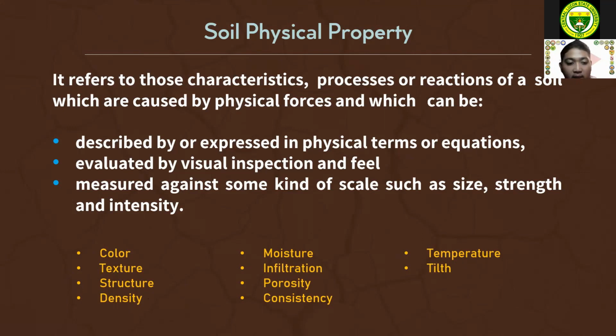Structure, we are dealing here with the arrangement of aggregates. Then density, we are dealing here with the mass per unit volume of the soil. Also moisture. Moisture is one of the important properties of soil. It deals with the moisture content or the water content of the soil. Infiltration, when we say infiltration, it is about how water penetrates the soil. Then we have porosity, which deals with the pore spaces or the voids in our soil.